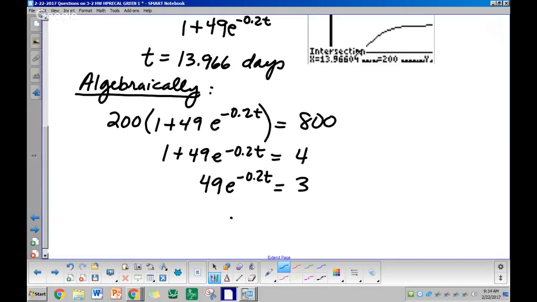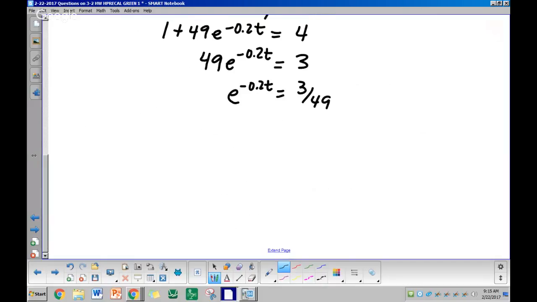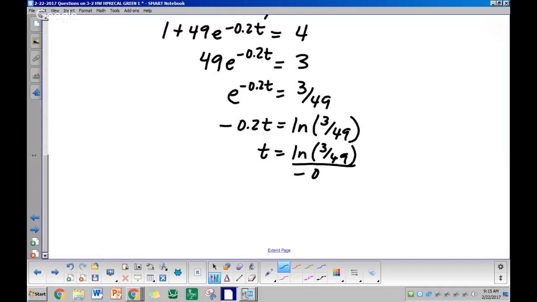Yeah, there it is again. E to the negative 0.2t equals 3 over 49. So I'm going to just take the liberty of taking the ln of both sides. I'm not going to show it. Are you okay with that? Negative 0.2t equals the natural log of 3 over 49. T equals the natural log of 3 over 49 divided by negative 0.2. And t equals... imagine that. Equal, yes? We expect that.